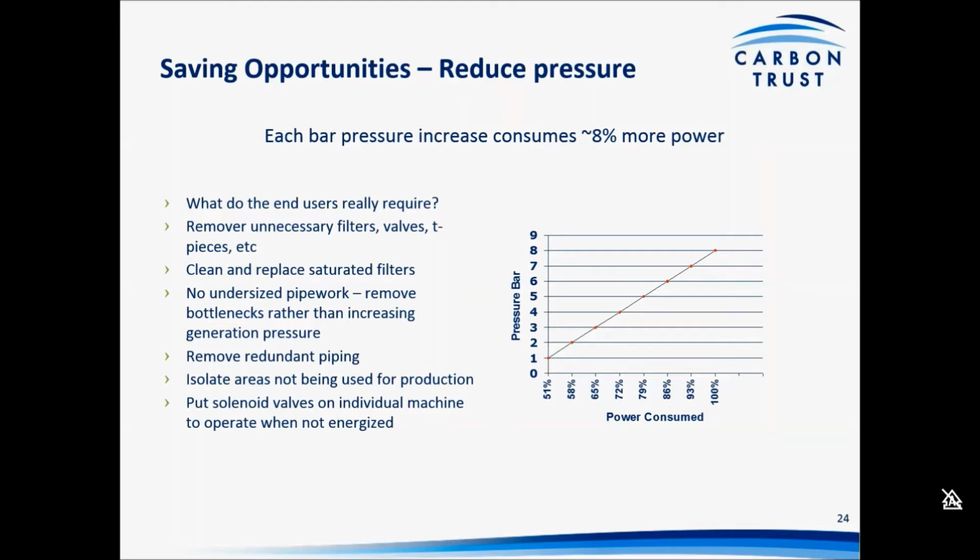Obviously, when areas or machines aren't in production, they should be isolated, and that can either be done manually by the operator, or it can be by a little solenoid valve that's linked into the power supply to the machine. So when the power goes off, then the compressor system is isolated. That helps a lot with leaks as well. If the machine isn't on the system, then it can't leak.